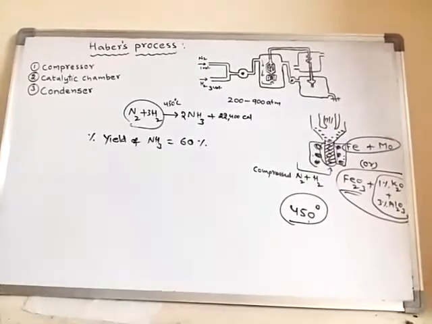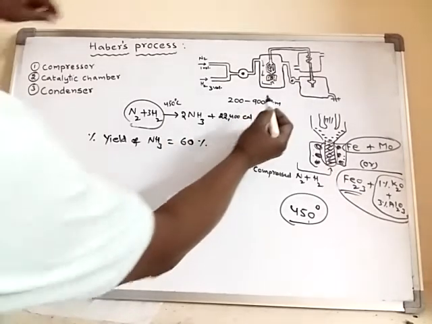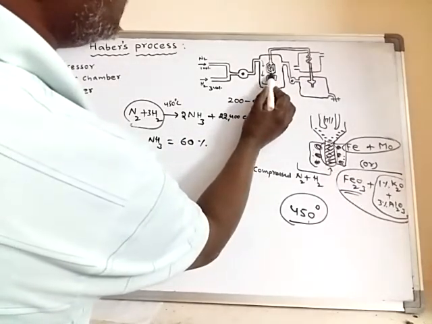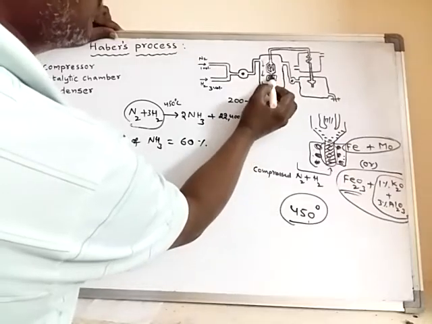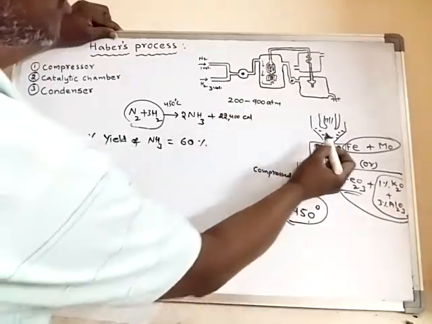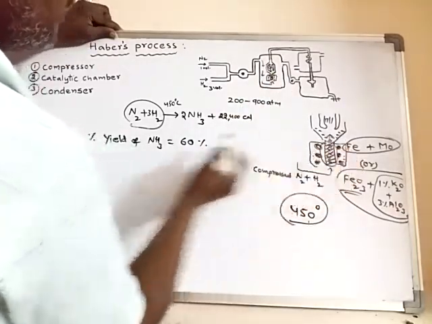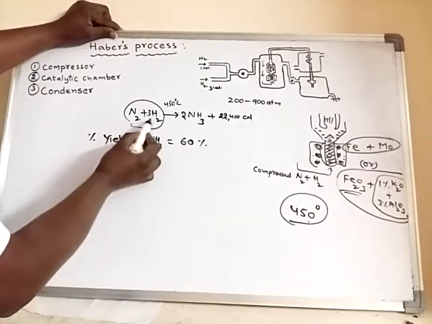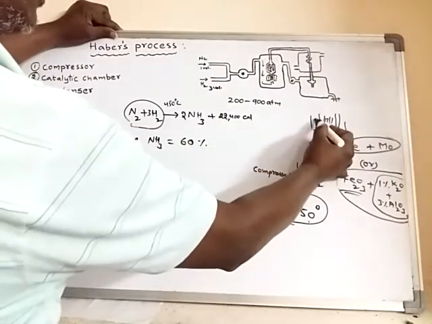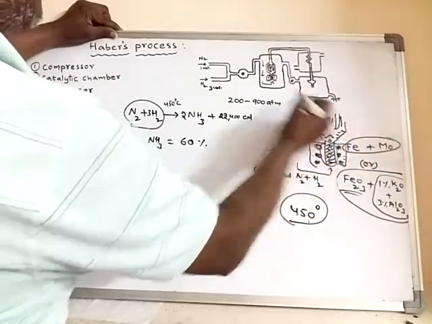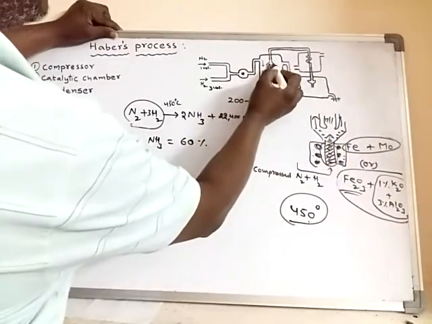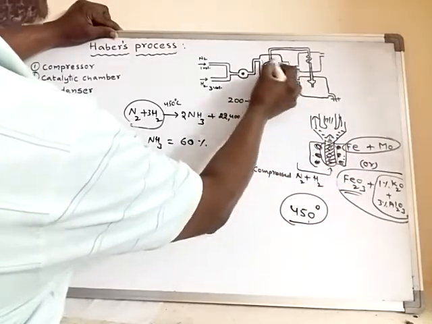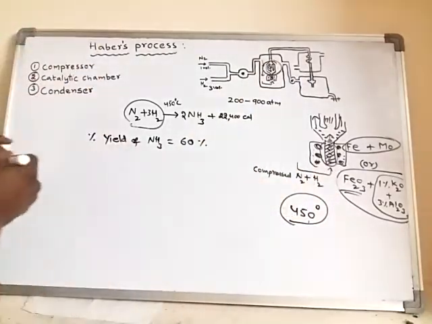Now ammonia is formed in this area. Slowly this mixture will move up. This ammonia, along with the 40% of nitrogen and hydrogen, moves up. In this way, this is called the heat exchanger. Once again I am drawing.